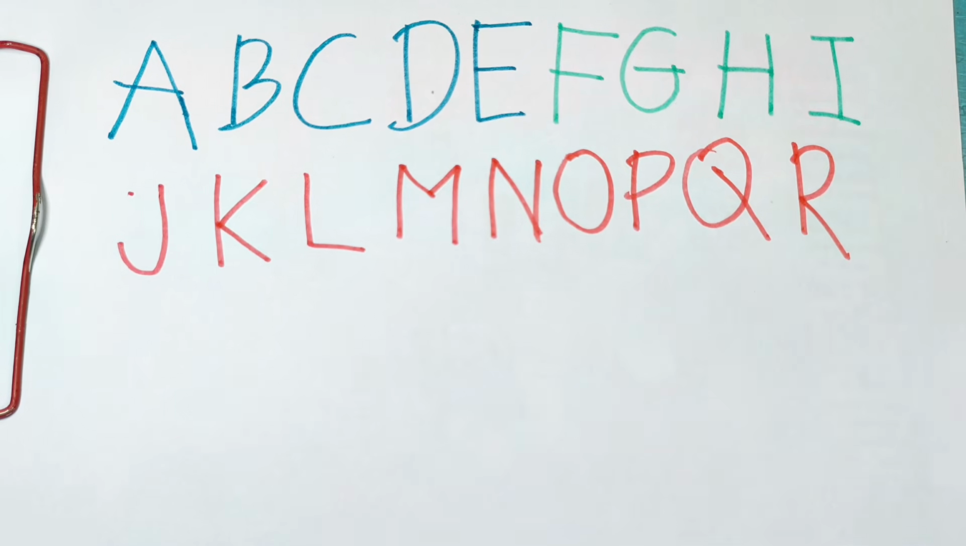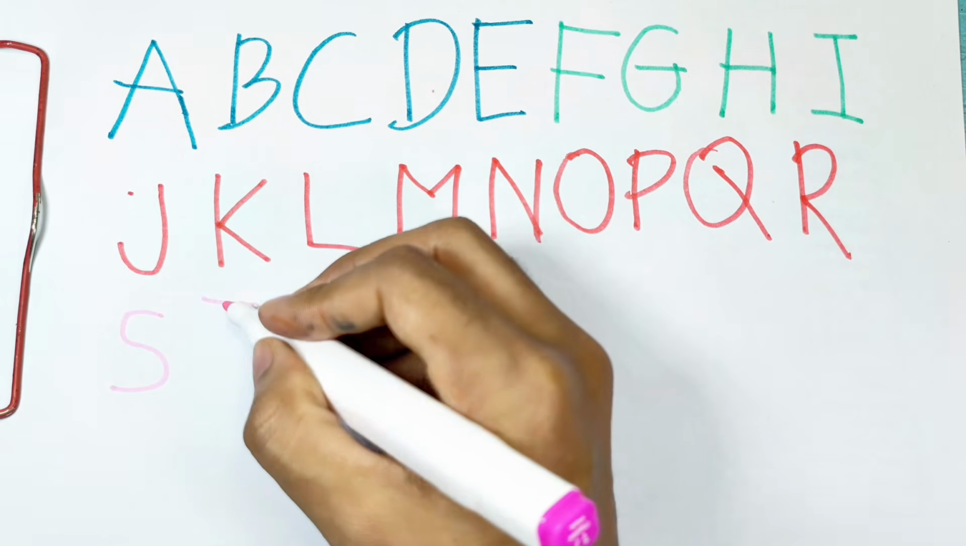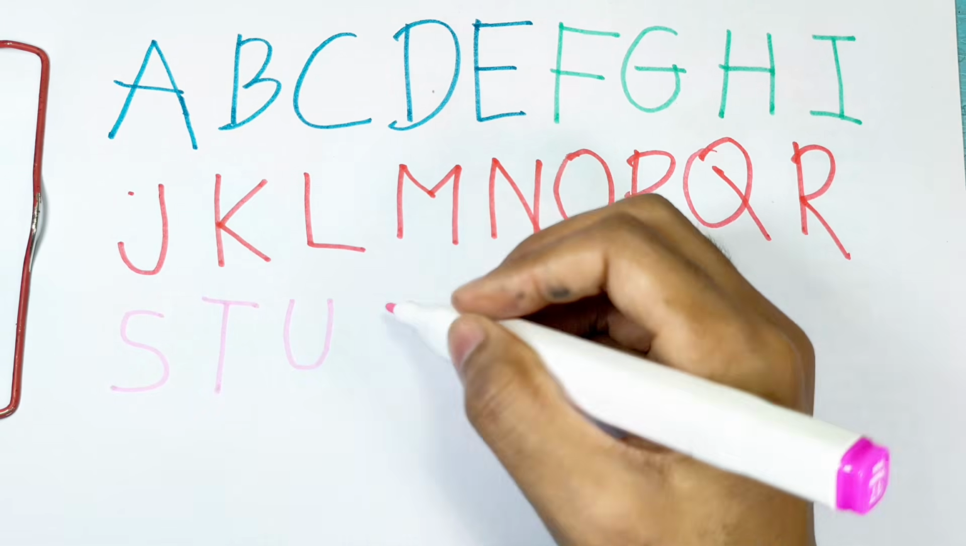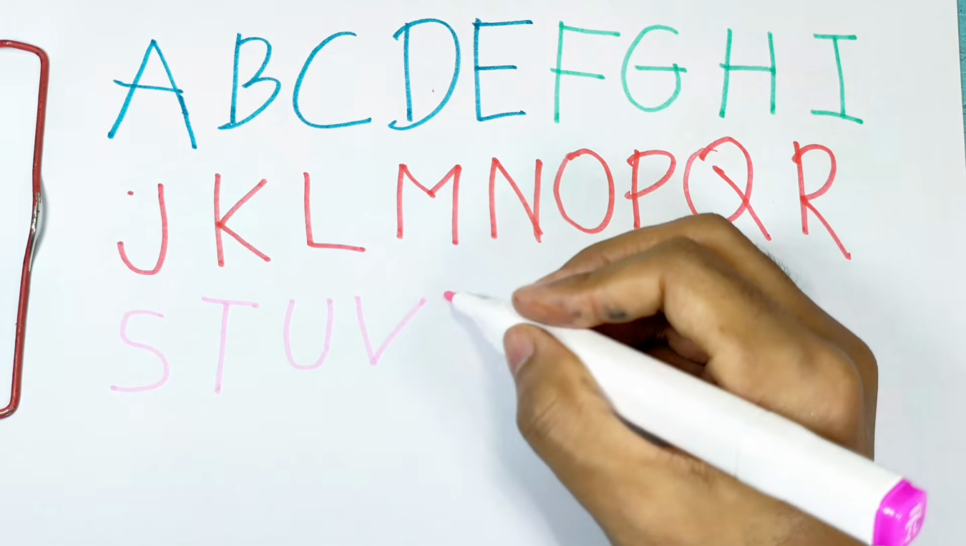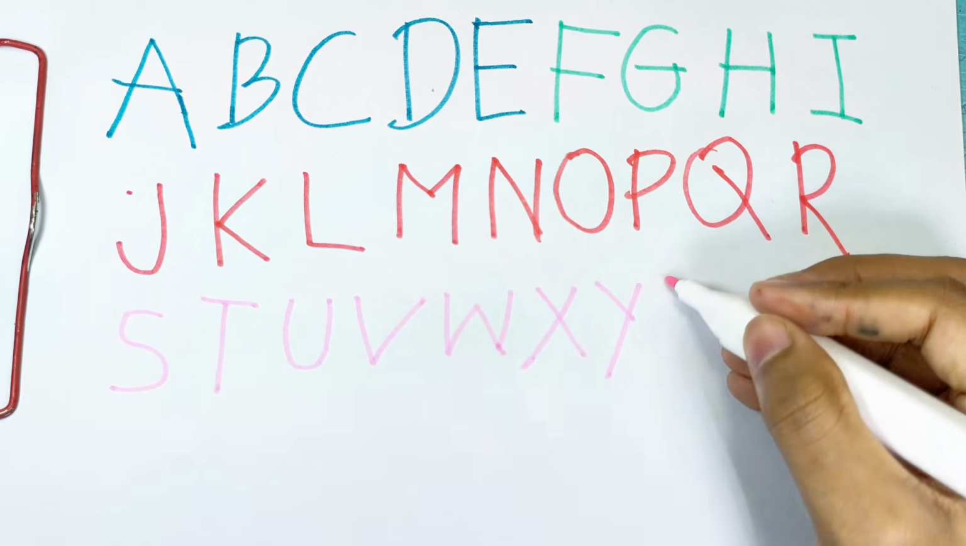R for rice. So now we're writing S. S for snack. T. U for umbrella. V for vanilla. W. And the next one is X. Y. And the last one is Z.